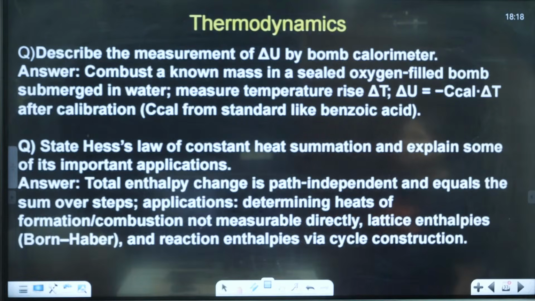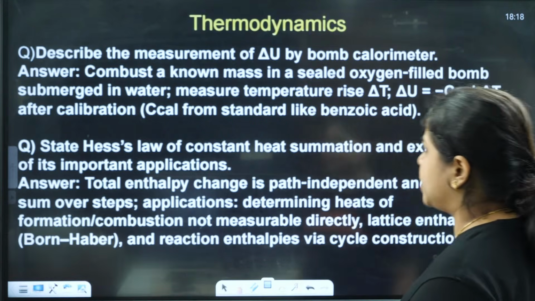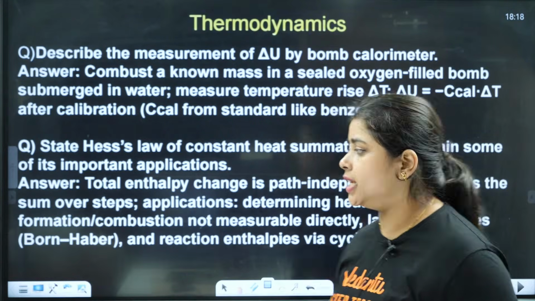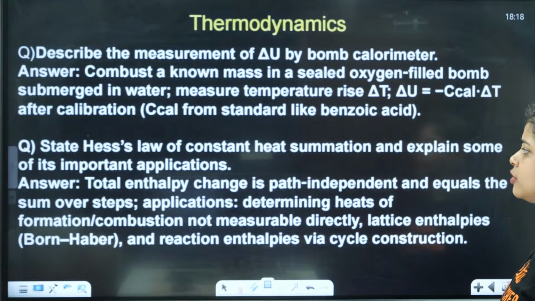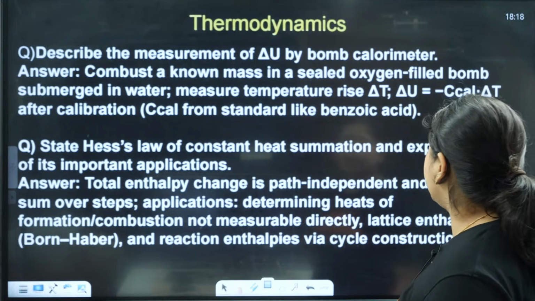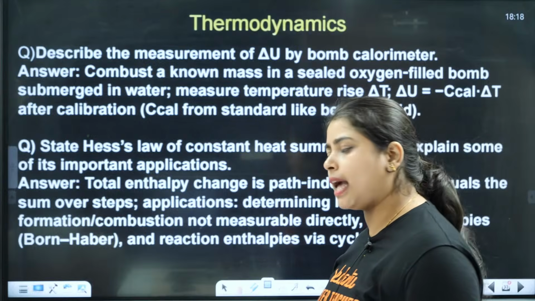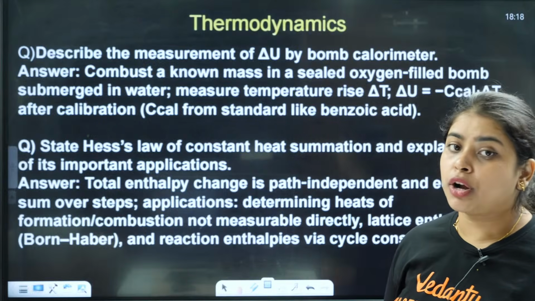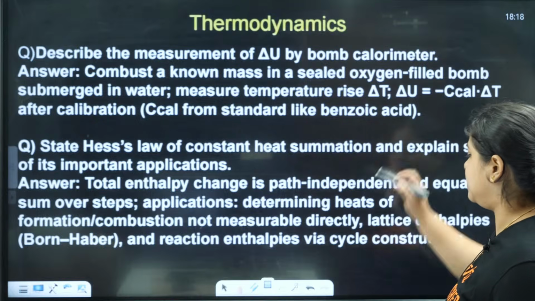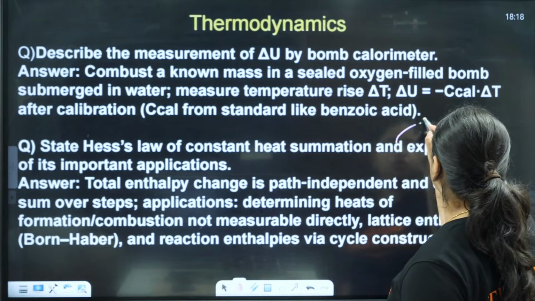Next, describe the measurement of delta U by a bomb calorimeter. Next, state Hess's law of constant heat summation and explain some of its important applications. This is also most repeated, guys.